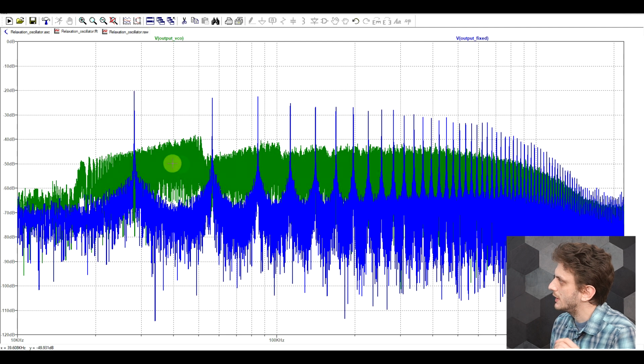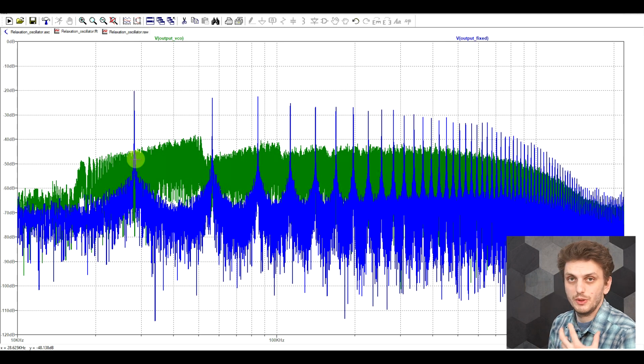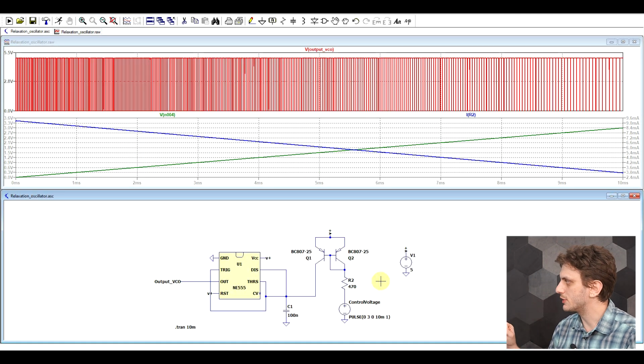But another thing that's important to mention is that since this is a square wave, we have a lot of harmonics. So you can clearly see the harmonics in the fixed frequency oscillator. And well, when we're varying the output frequency of our VCO, we're also varying the frequency of the harmonics. So that's the main reason why this area here looks like such a blur. Now, the main problem with the circuit is that even though it's a voltage controlled oscillator, it doesn't really output a 50% duty cycle square wave.